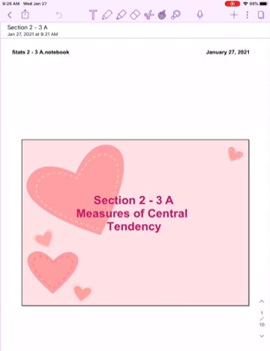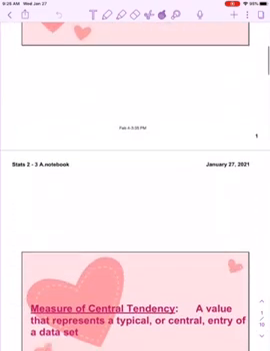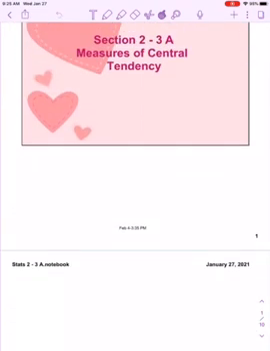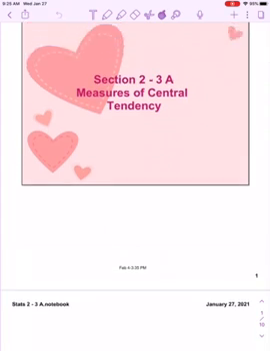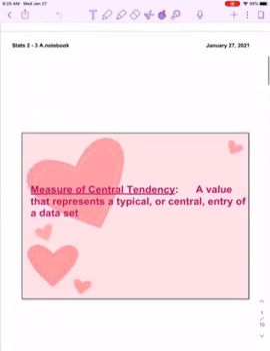So we know that mean is average, so to find the average, you just add them all up and divide by however many you have. Median is your middle number, so what's in the center of your data, and then the mode is the one that happens the most often.